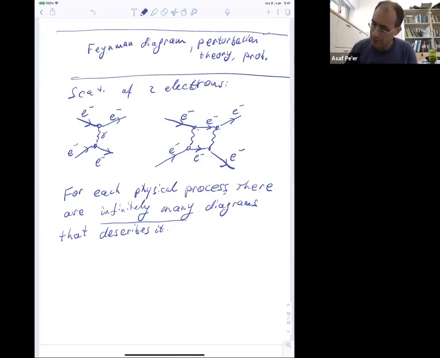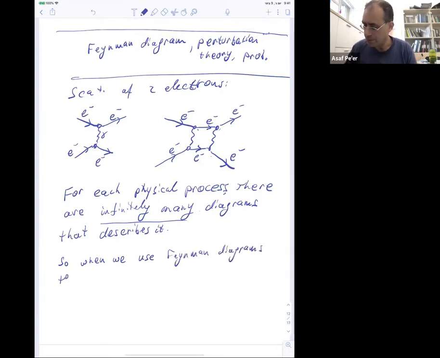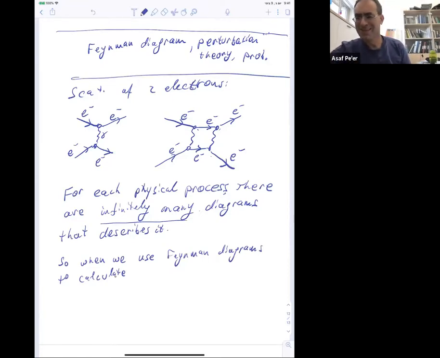So when we use Feynman diagrams to calculate... By the way, I can do that in the class. You cannot do that in the exam. Don't forget. I'm kidding. I cannot do that in the class as well.